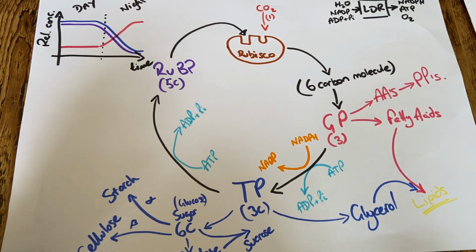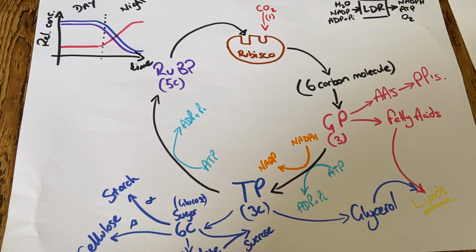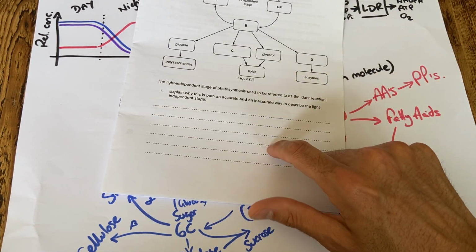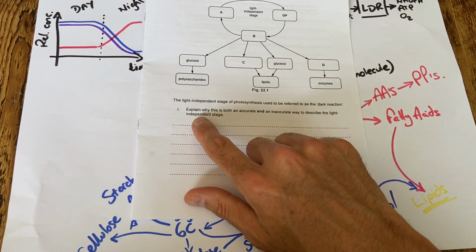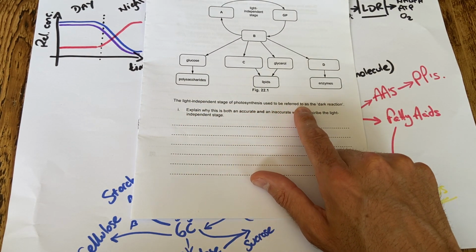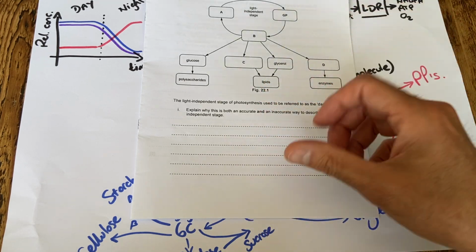From this, it does go through and say, well, the light independent reaction is often referred to as the dark reaction. Historically, I remember when I was taught, it was called the dark reaction, and that's actually the question that we have here. Why is the light independent stage of photosynthesis referred to as the dark reaction? Why is that accurate and inaccurate?